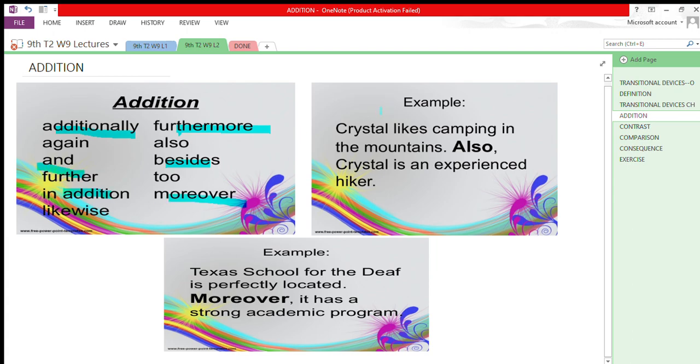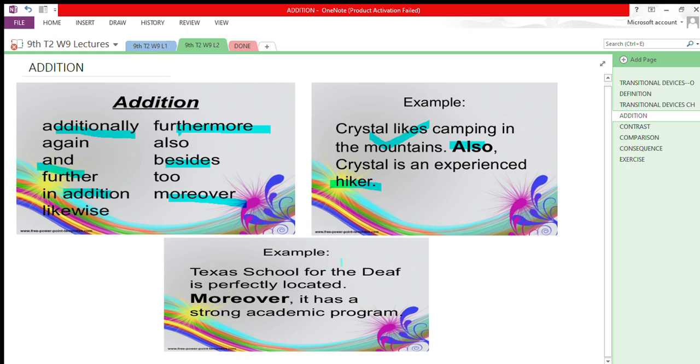Now see, Crystal likes camping in the mountains. Here we are talking about Crystal, what she likes. She likes camping in the mountains. Also, now we are adding up. We are giving more information. Also, Crystal is an experienced hiker. So this gives more information about her ability.